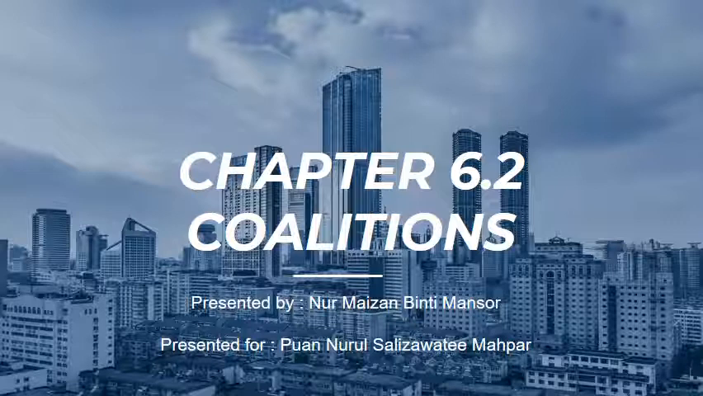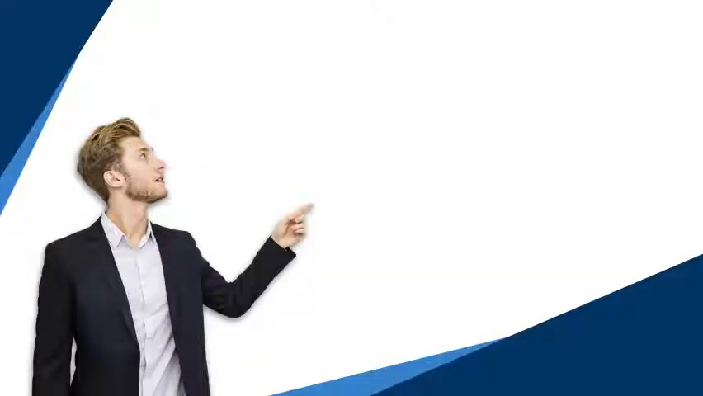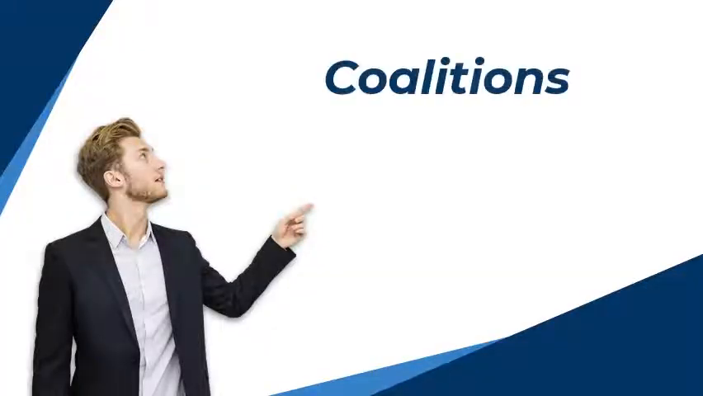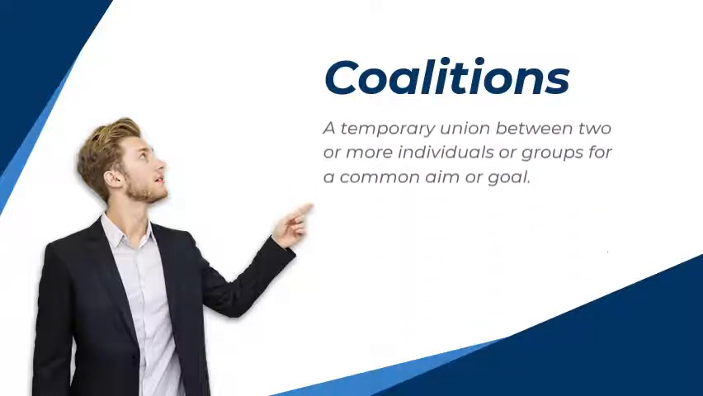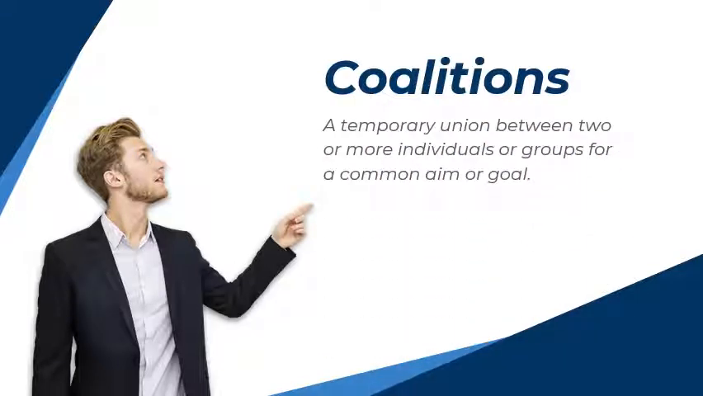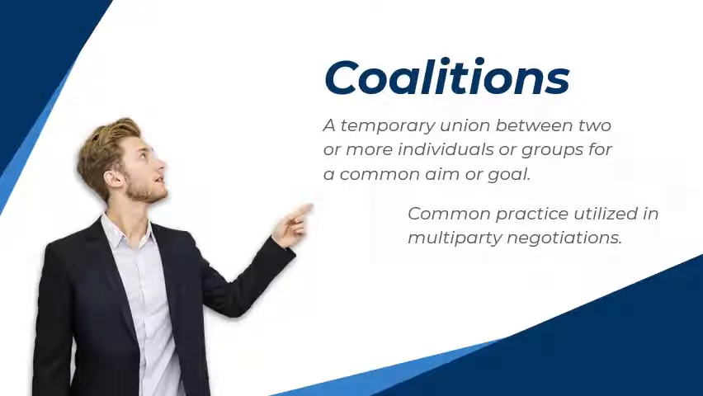Today I am going to present on the topic coalitions from chapter 6.2. What is coalitions in negotiation? Coalition is a temporary union between two or more individuals or groups for a common aim or goal. It is a relatively common practice utilized in multi-party negotiations. It is used to gain advantage in negotiations. Coalitions are more common when negotiators stand to gain more through competing.